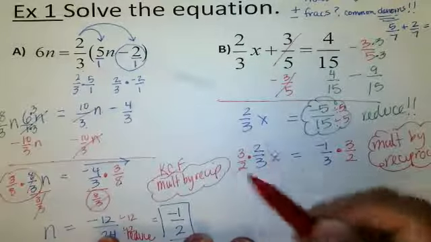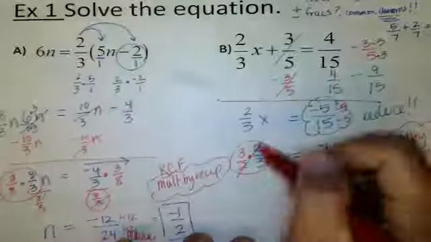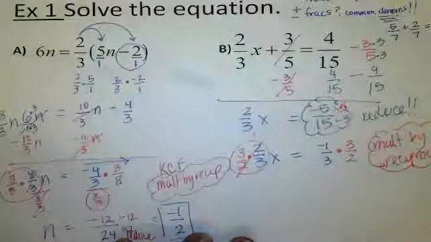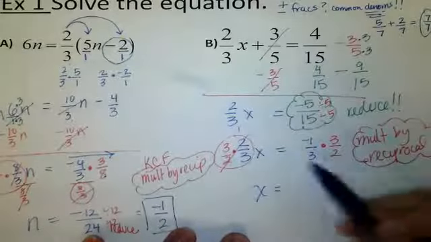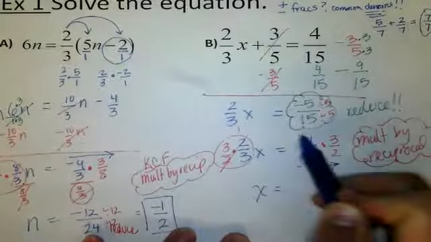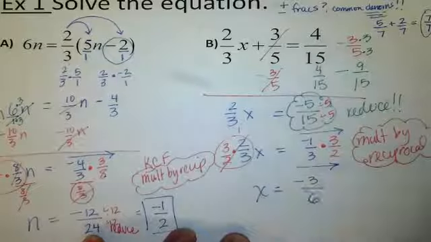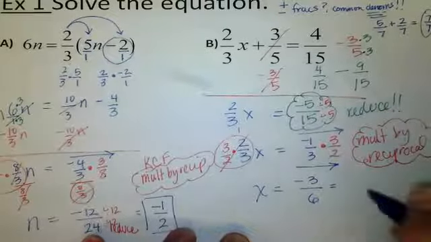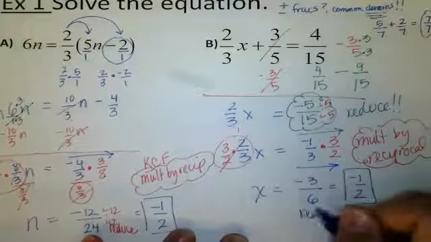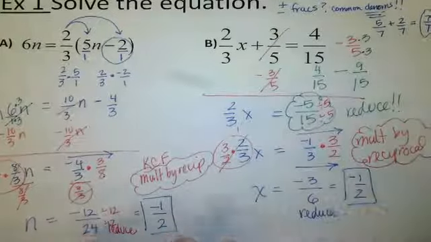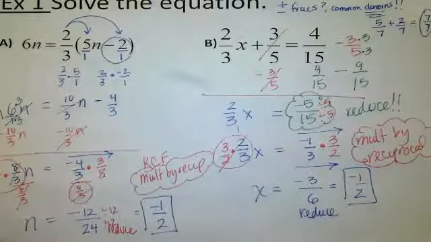This becomes 6/6, which is 1, which is always the goal next to the variable. And so we get x is equal to, and over here, I just get to multiply straight across, which is kind of nice. We get negative 3/6, which is what? Negative 1/2. Yeah. Again, if you reduce this fraction, negative 1/2. So you're going to get lots of answers today that are fractions.